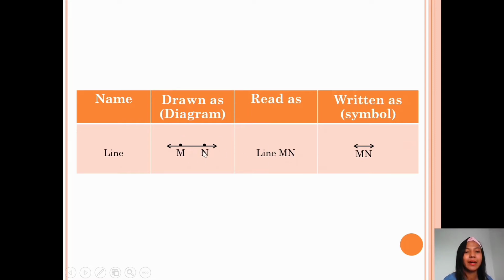Everybody read line MN. So when you write it, this is the symbol for line MN. Just write the letter M, letter N. If it is a big letter, then you should write a big letter also. And then make sure that you put the line symbol above these two letters. So this is how exactly you're going to write it in symbol.